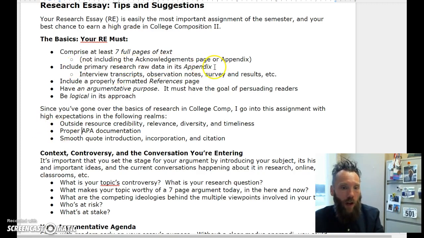Your primary research raw data will appear in your appendix. I've already had plenty to say about that in the intro to the assignment. A references page, an argumentative purpose. Hope you're not sick of that because it's not going anywhere.